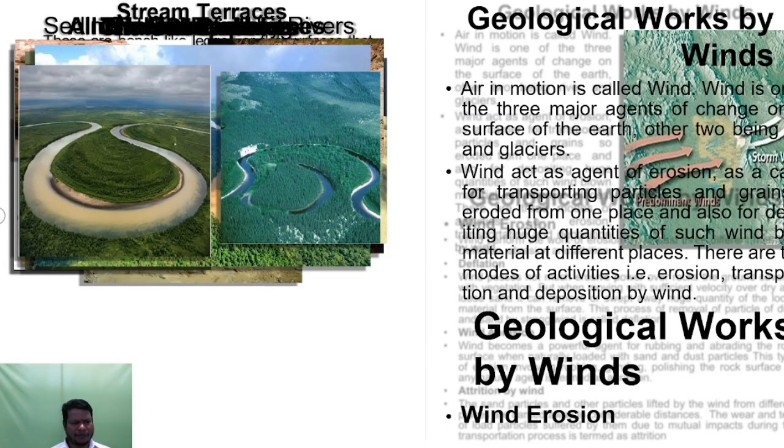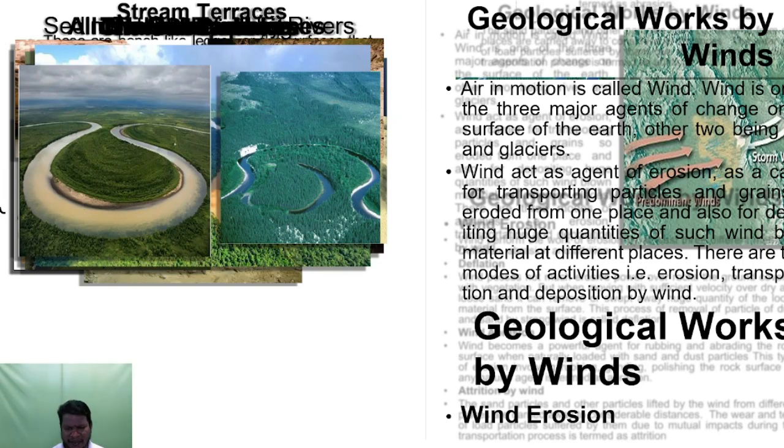So, geological work by wind. This diagram indicates a stream torrent. The geological work of the wind: air in motion is called wind. Wind is one of the three major agents, along with the river and the glaciers, that shape the surface of the earth.